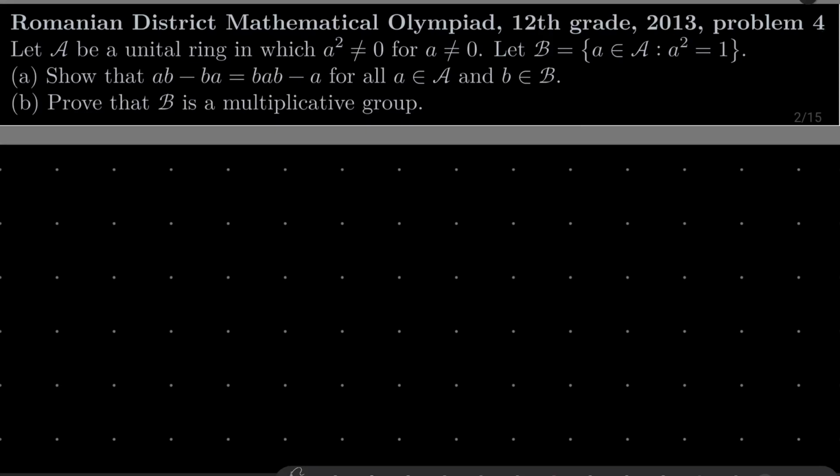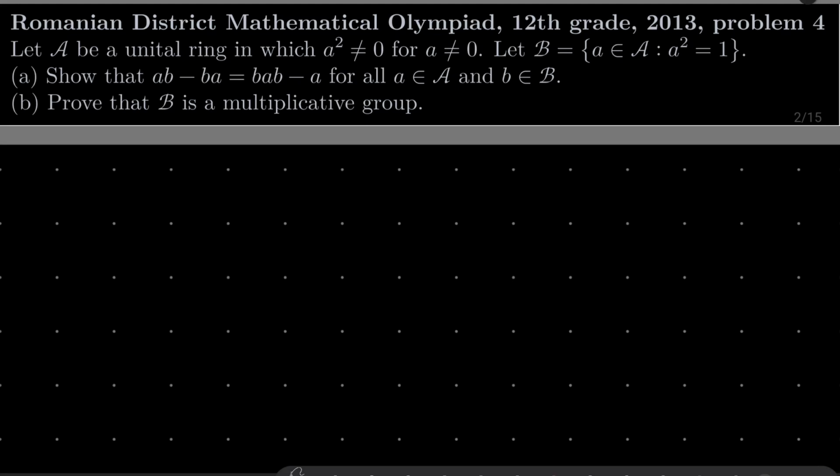Hello friends, in this video I'd like to solve the following problem from the Romanian District Mathematical Olympiad for 12th graders 2013, problem number 4. Let A be a unital ring in which a squared is not zero for non-zero elements, and let B be the set of all elements such that their square is 1. We have two parts.